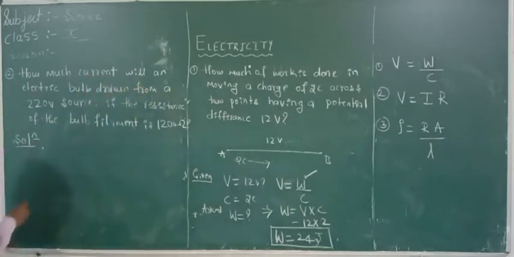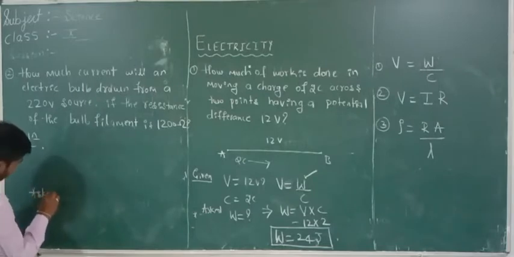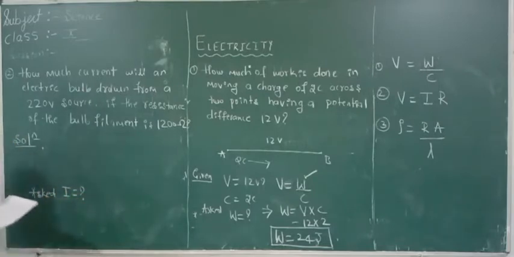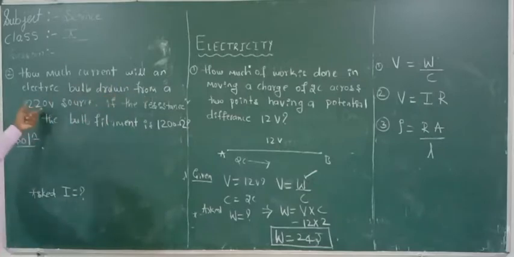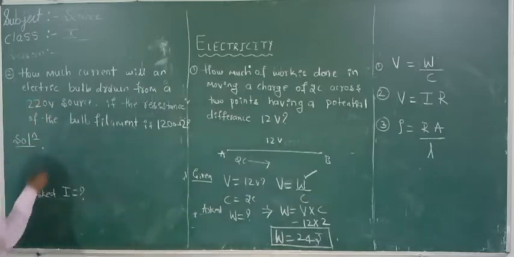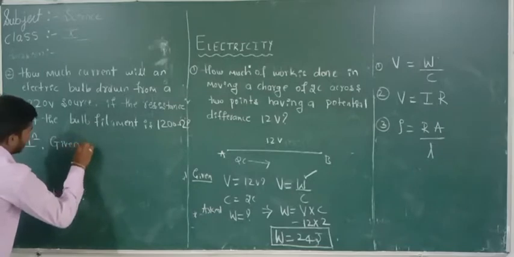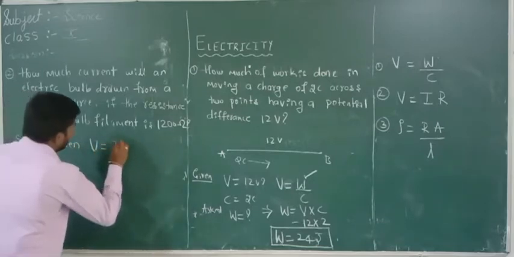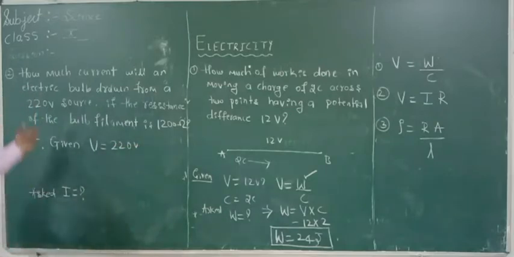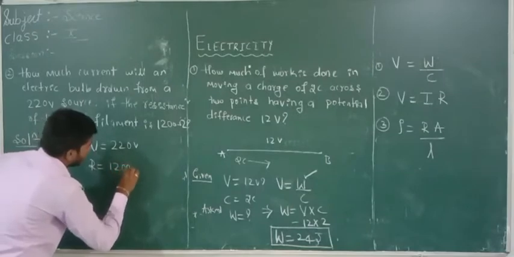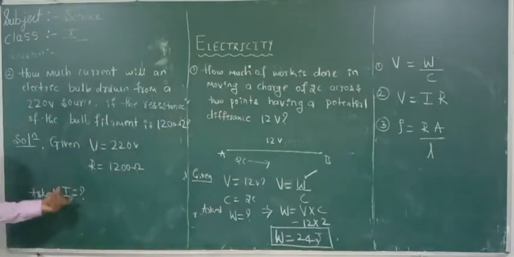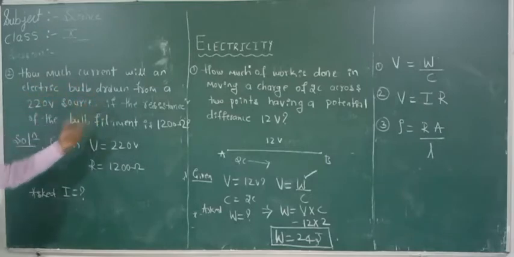Current I is equal to what? And what is given? How much current will an electric bulb draw from a 220 volt source? That is the potential difference. V is equal to 220 volts. And if the resistance of the bulb filament is 1200 ohms, they also gave the resistance R is equal to 1200 ohms. And then what are they asking? How much current will the electric bulb draw? That is, I is equal to what?